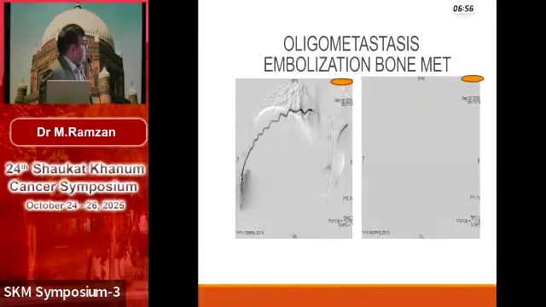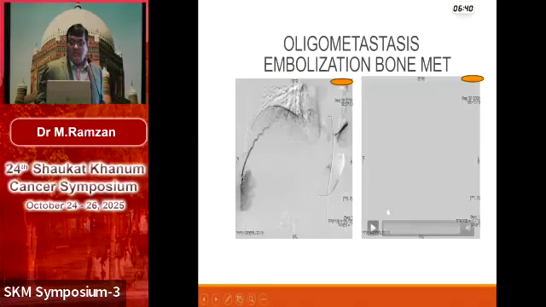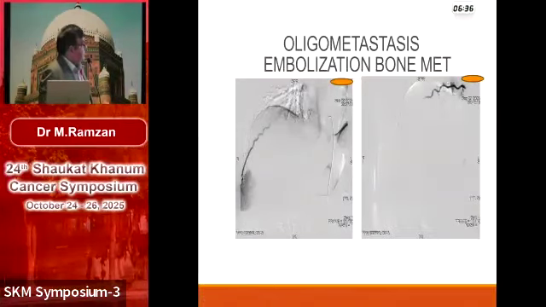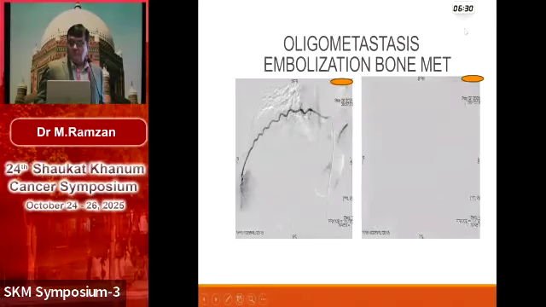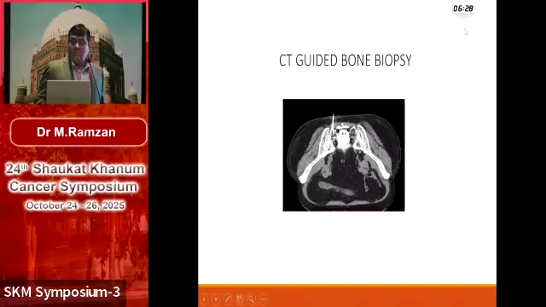This is another case of similar oligometastasis. This is a patient who had a single mets in the rib. The surgeon was keen to excise this rib, but this is really vascular, so they wanted to embolize before. So we went in, this is the lesion here, and we embolized before surgery, and this was the post-embolization. This is the same patient.